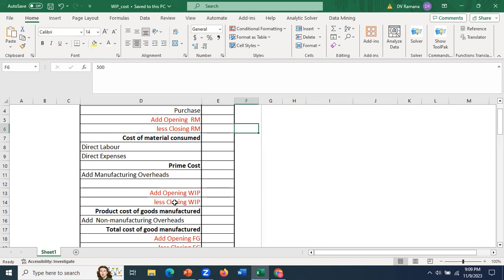So this is the crux of this particular exercise. We want to understand how to value the closing work in progress. What is the impact of work in progress on the cost?